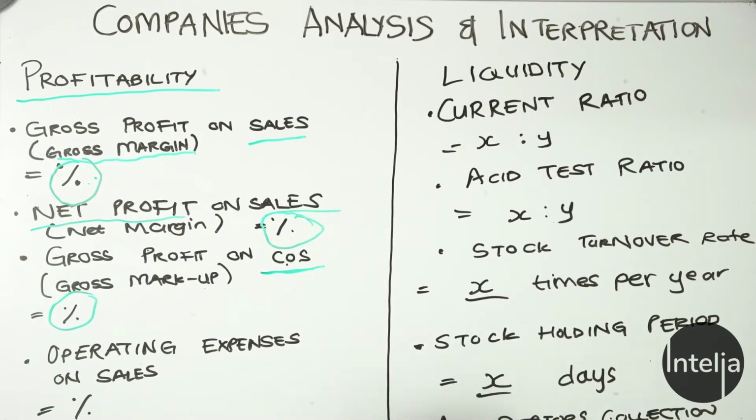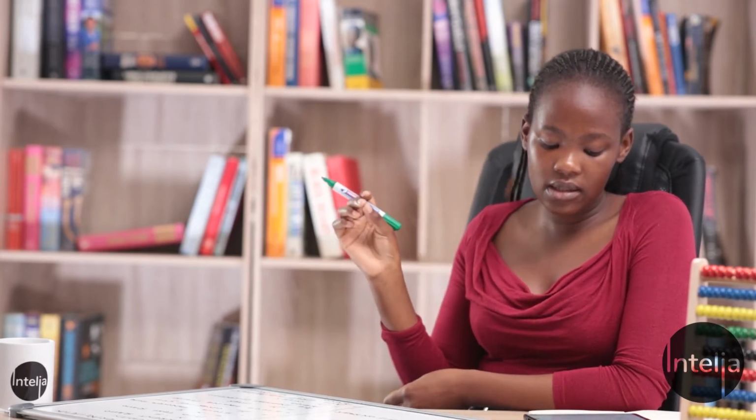Then we're going to look into operating expenses on sales. This is also a percentage, right? So you will see that almost all of our profitability indicators are percentages. It indicates how much of the sale prices end up as profit. And the trend is favorable if the profit is increasing or at least consistent.